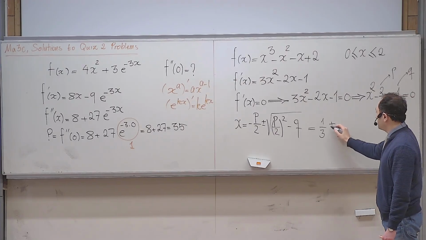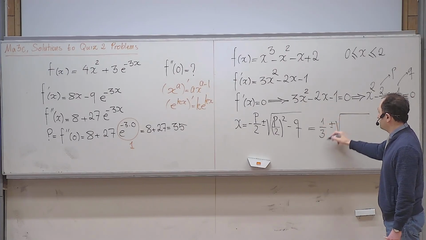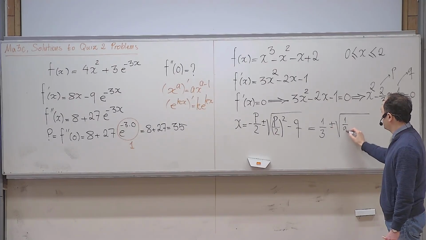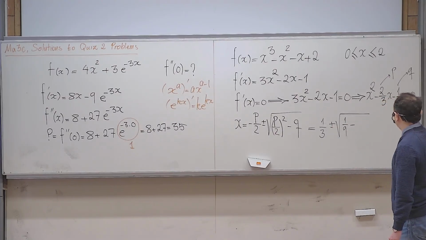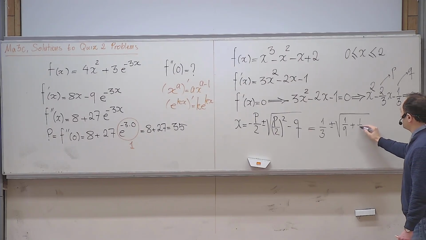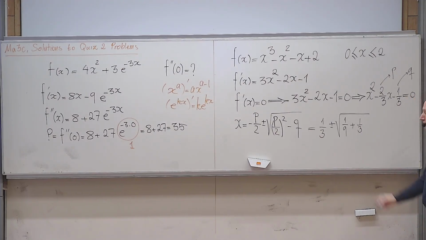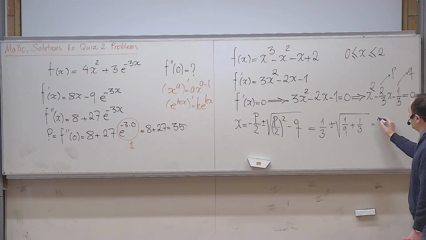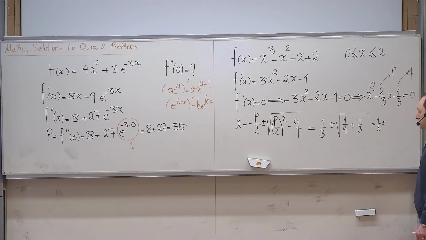Plus or minus the square root of this number to power 2, which is 1 over 9. Minus q itself is minus, so it becomes minus 1 over 3, so it becomes plus 1 over 3. And then you have to simplify this. That's why I don't like the PQ formula, because you have to work with fractions sometimes. But it doesn't matter if you can do it.